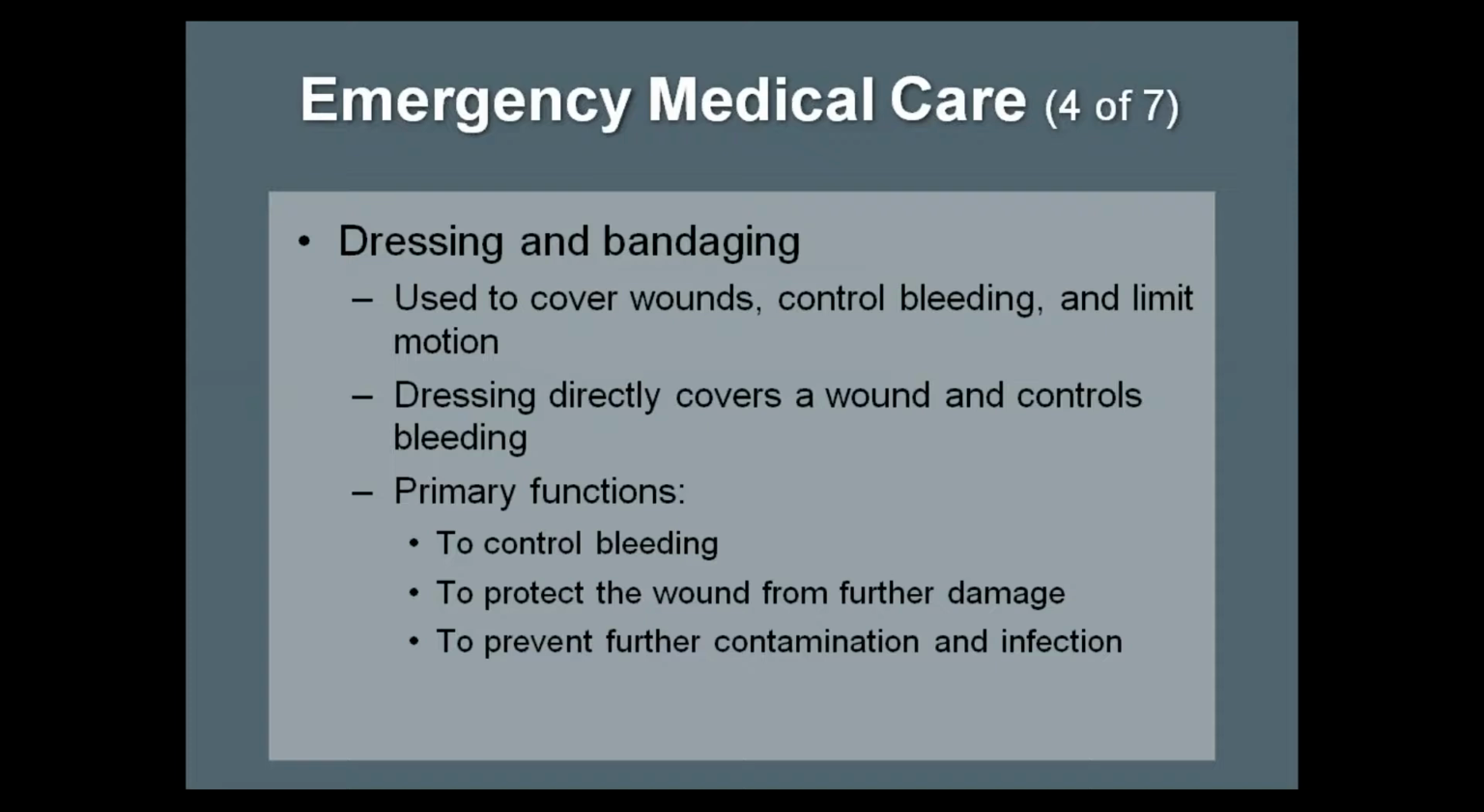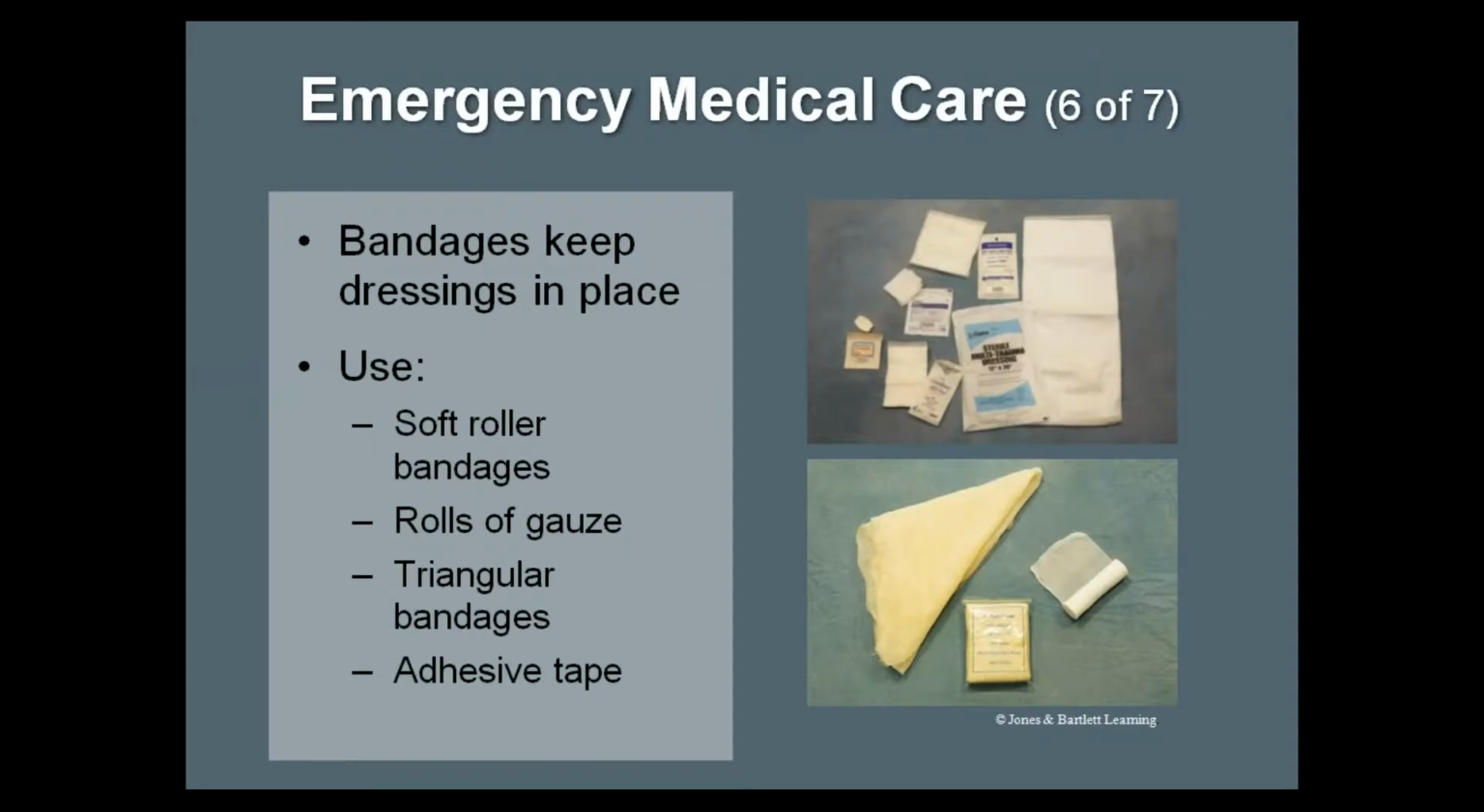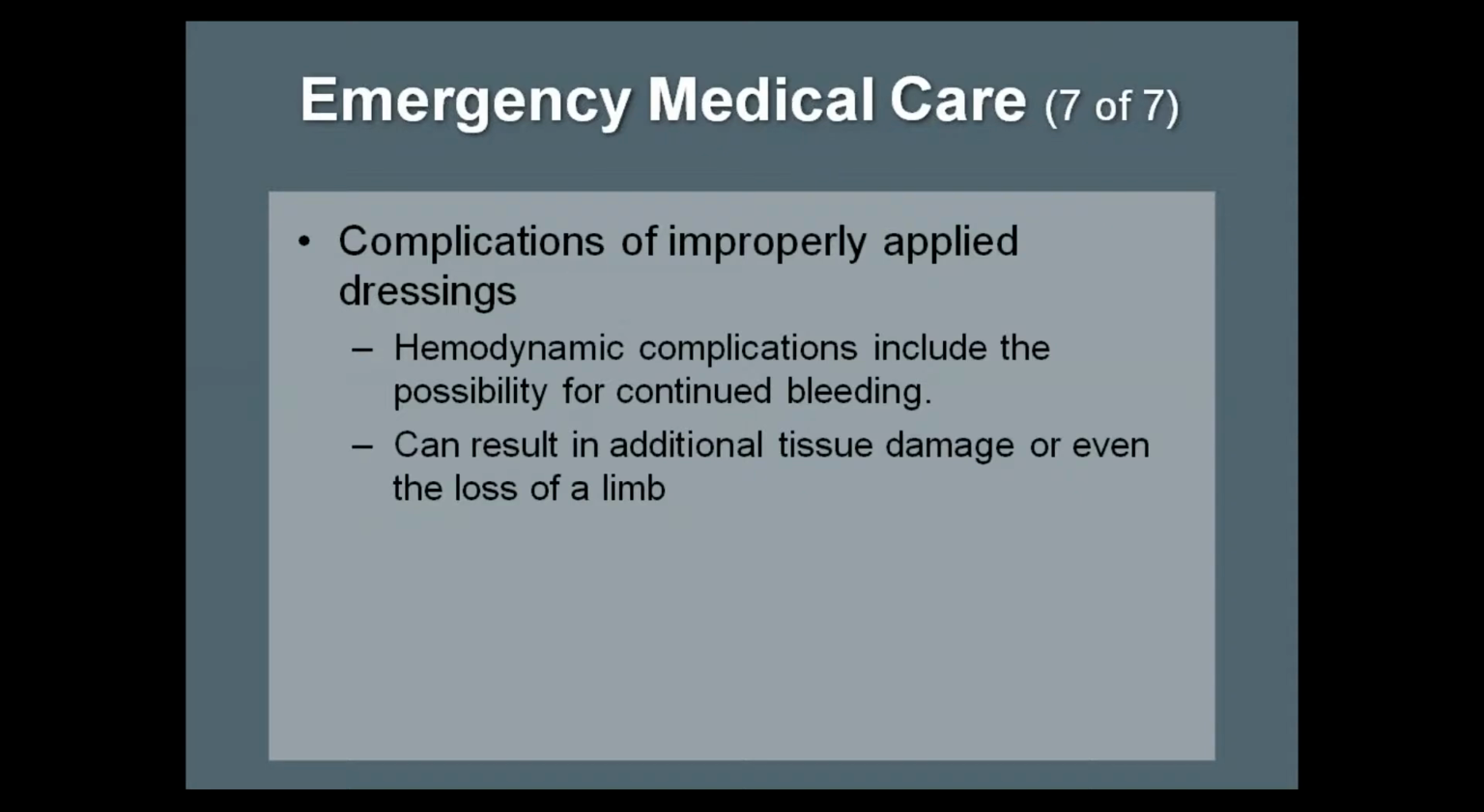More redundancy. We talk about covering wounds, controlling bleeding, and limb motion. A dressing directly covers the wound and controls bleeding. Types of dressings, we all know this: 4x4s, 4x8s, all different sizes. Hemodynamic complications include the possibility of continued bleeding. This can result in additional tissue damage or even the loss of a limb.